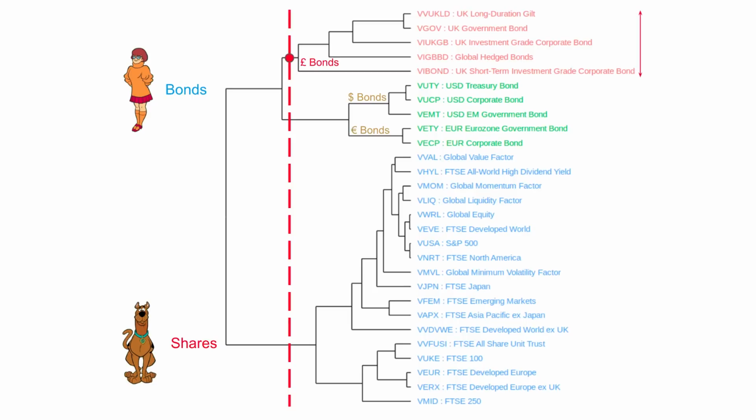In red, you can see the grouping of bonds which are denominated in sterling. In green, bonds which are denominated in dollars and euros. And in blue, the tight cluster of global equity funds. From the top branch, I've chosen VIUKGB, that's UK Investment Grade Corporate Bonds. From the non-sterling bond branches, I've chosen VEMT, the US Dollar Emerging Market Government Bond Fund. And for my Scooby Doo equity component, I've chosen VMVL, the Global Minimum Volatility Factor Fund, because the equity market still looks greedy, so I still want to be fearful.